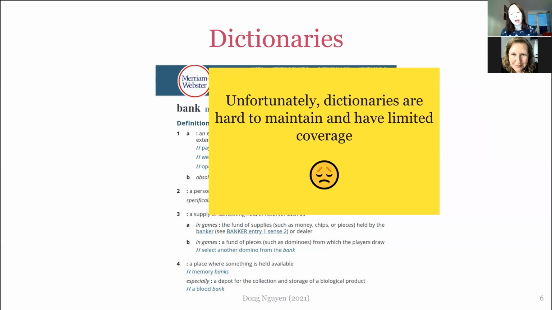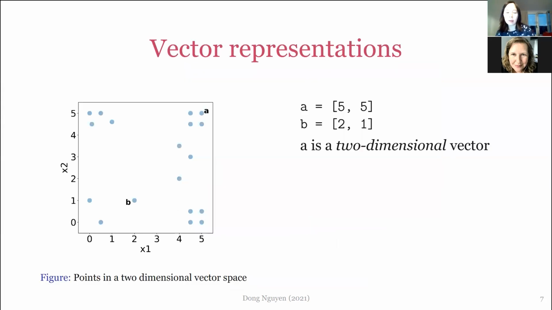Although in the past, many researchers did explore the use of dictionaries to incorporate them into natural language processing systems, nowadays, the dominant approach is to learn the meaning of words automatically from the data that we give to the system. And these representations of words are done using vectors.